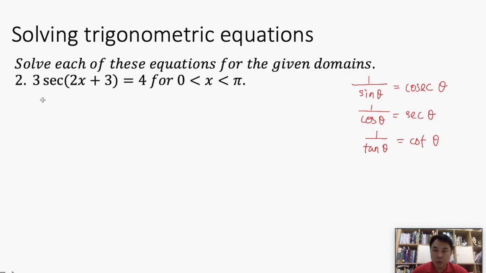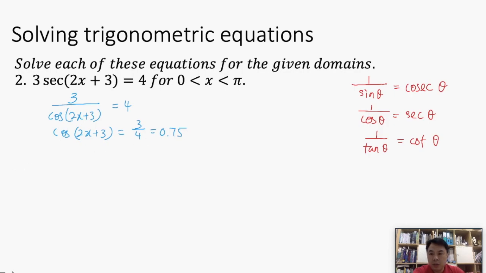As usual, we try to convert this into the ratio that we are more familiar with. Secant, we can see the secant is related to cos itself. So this can be written as 3 over cos 2x plus 3 equal to 4 here. And then we can rewrite this as cos 2x plus 3 is actually 3 over 4, which is 0.75. Okay, don't forget, after we've done this, we need to change the domain itself.